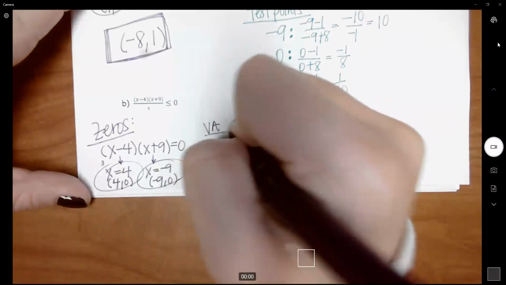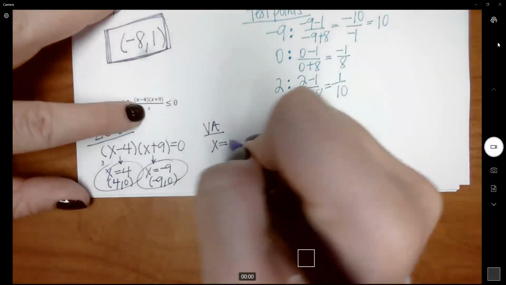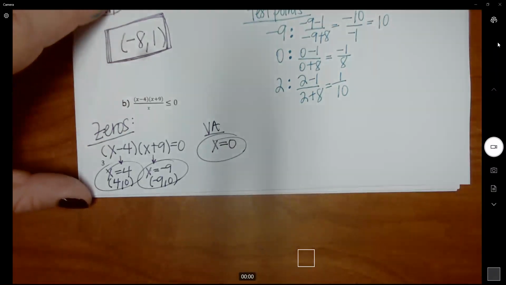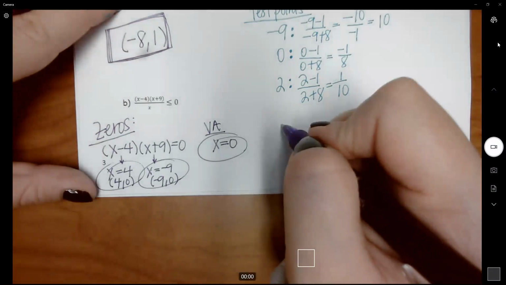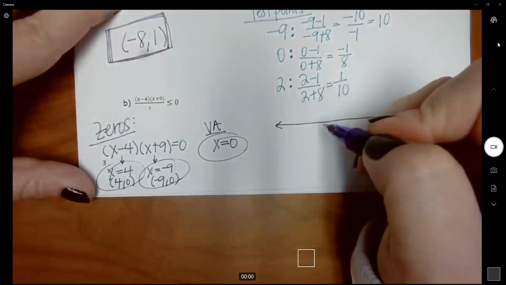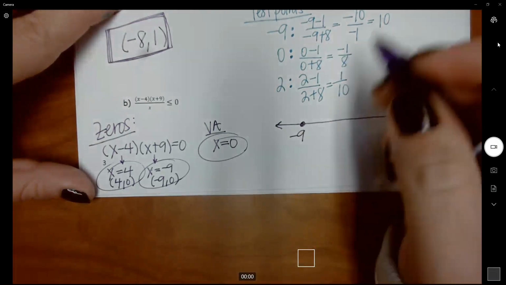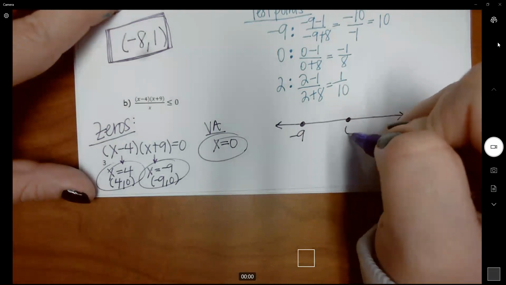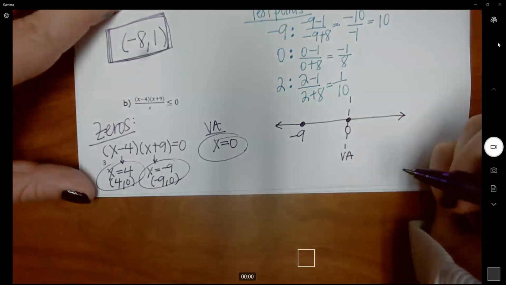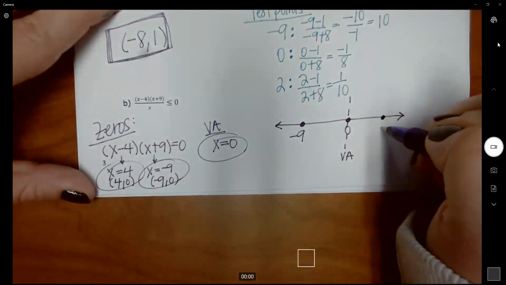Now I need my vertical asymptote. You take the bottom and you set it equal to 0. There's nothing to do there. That's my vertical asymptote. So we'll make our number line. I have -9. I have 0 with a vertical asymptote. And I have 4.